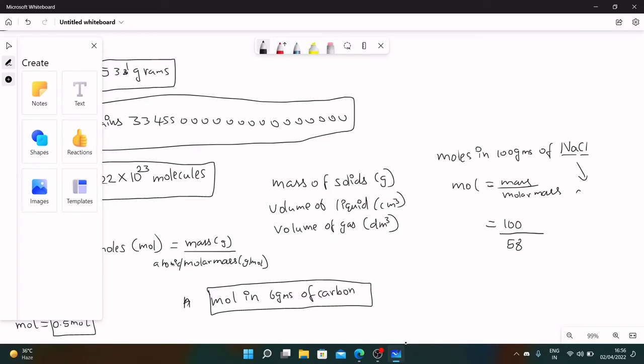23 plus 35, that is 58 grams per mole. So 100 divided by 58, that would give you 1.72 mole. That's your value.